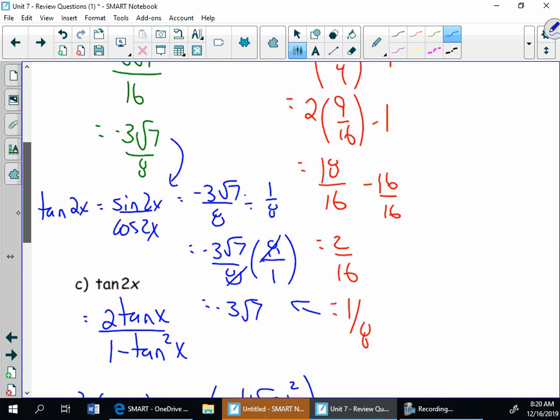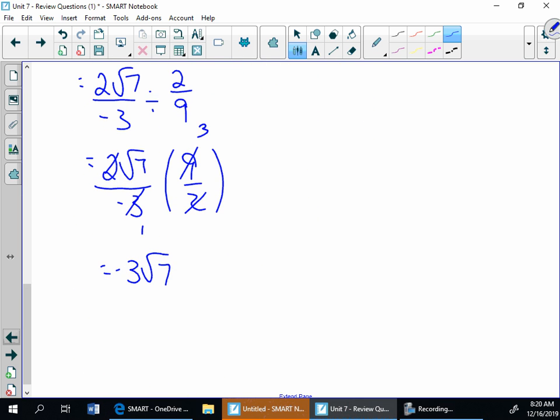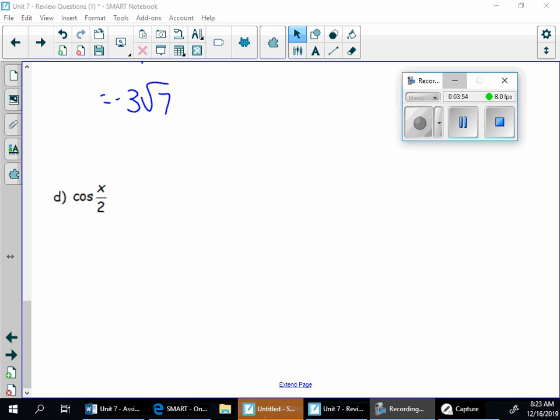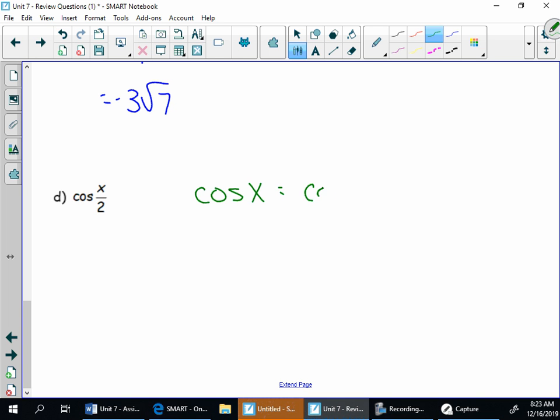There's A and B. There's C. And we gotta try D. So D is the tricky one. We talked about one of these in class. Okay, cos of x over 2. How do I get that? Well, I have to think of it this way. The cos of x is actually a double angle. It's 2 x over 2's.